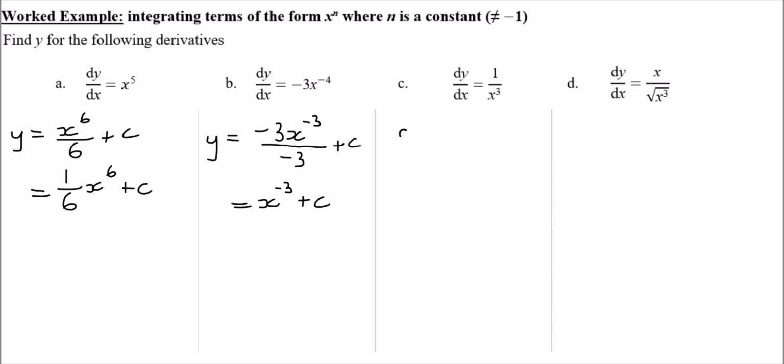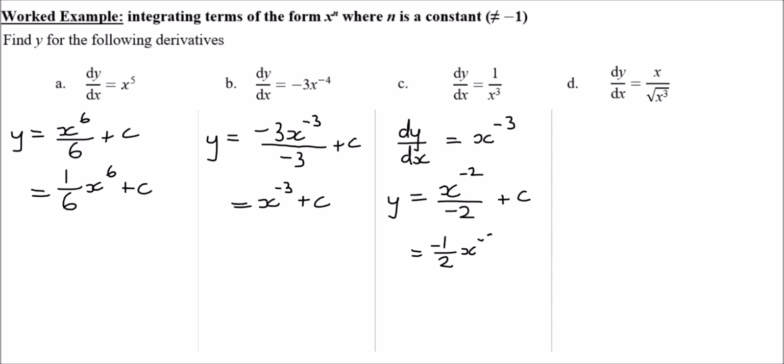This one is not in index form. So first of all, I'd rewrite this as dy by dx equals x to the power minus 3. Therefore, if we integrate this, increase the power, minus 3 goes to minus 2. We're going to divide through by minus 2, and then plus c. If we divide through by minus 2, that's the same as saying it's minus a half x to the power minus 2, and then plus c.